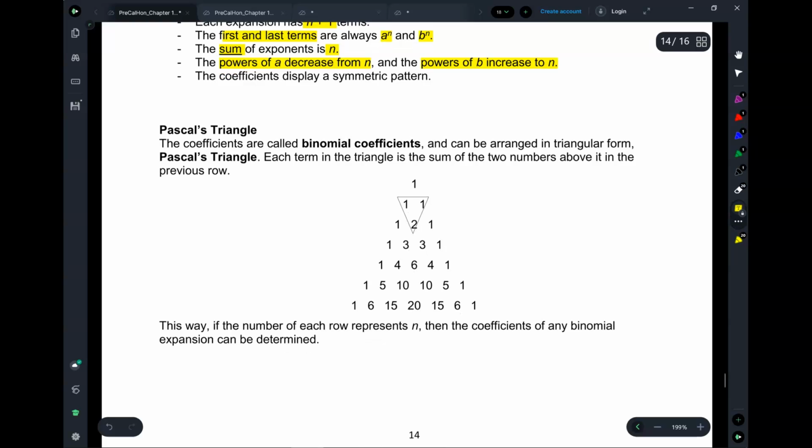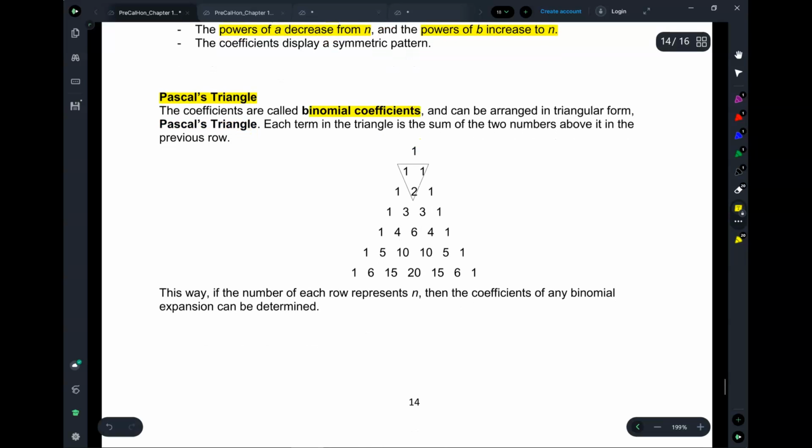The coefficients come from Pascal's triangle, right? These are called the binomial coefficients because they are the coefficients of the terms when you expand a binomial. They can be arranged in triangular form, and we call that Pascal's triangle. Each term in the triangle is the sum of the two numbers above it.